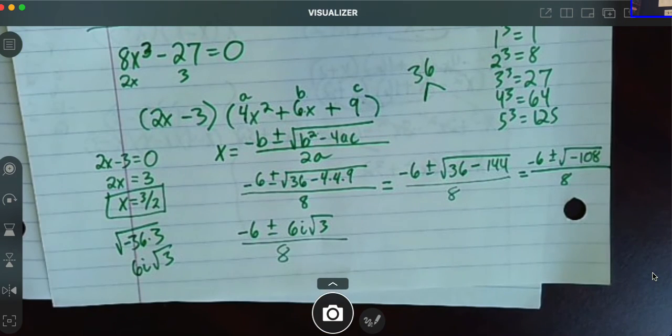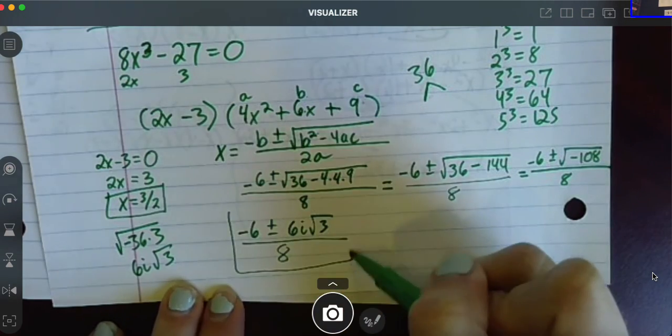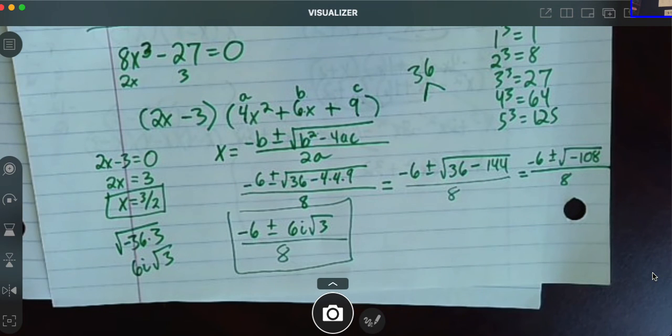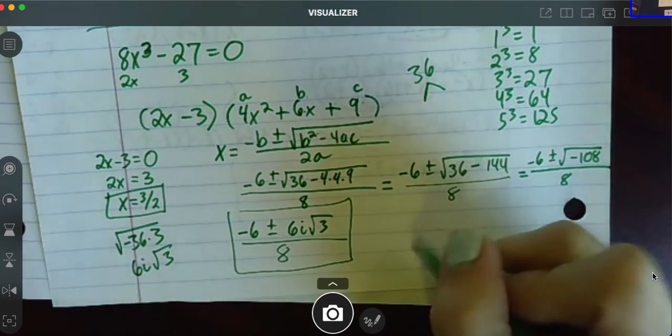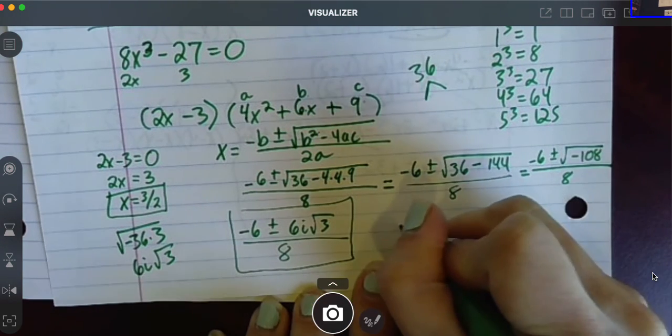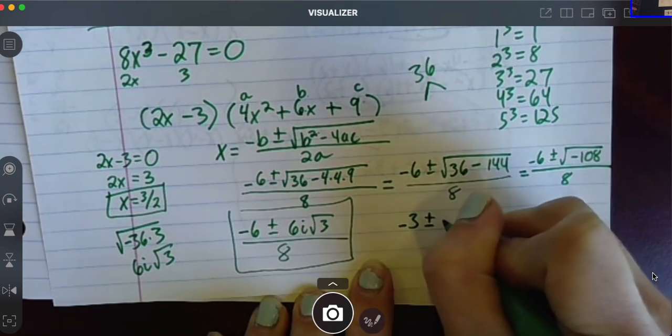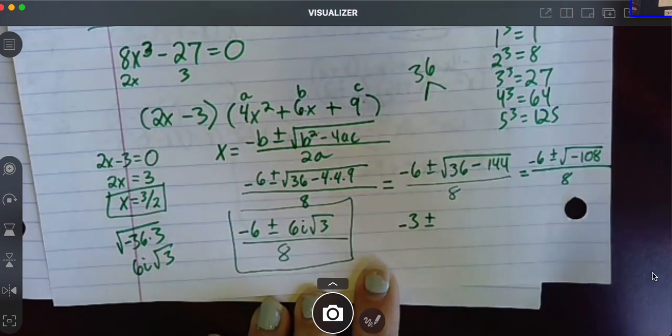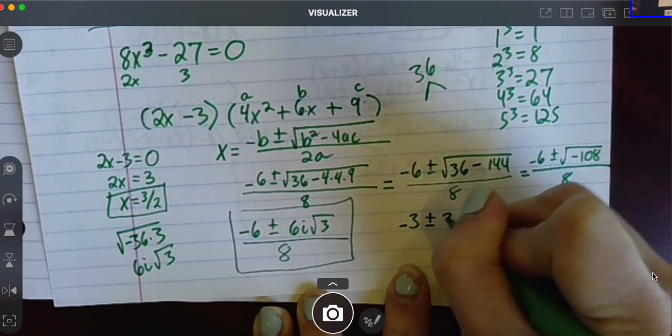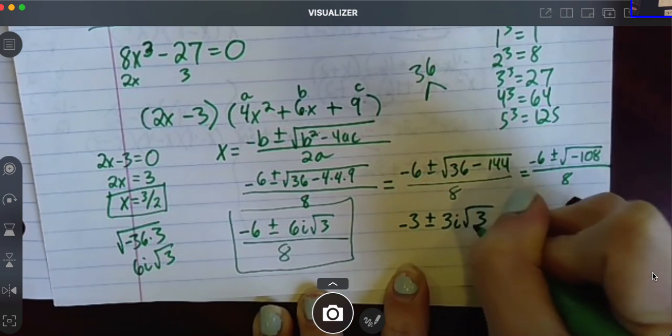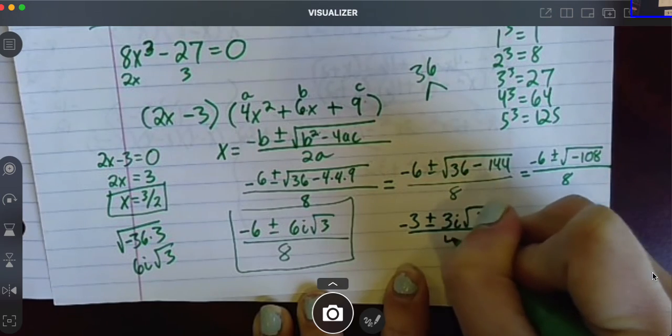Now, there is one last step. This pretty much looks like our answer. But what do I notice about the numbers 6, 6, and 8? They're all divisible by 2. So I have to reduce them. I'm going to divide those three things by 2. So my real answer is negative 3. Or no, it's actually not a real answer. It's an imaginary answer. 3i square root of 3, all over 4.